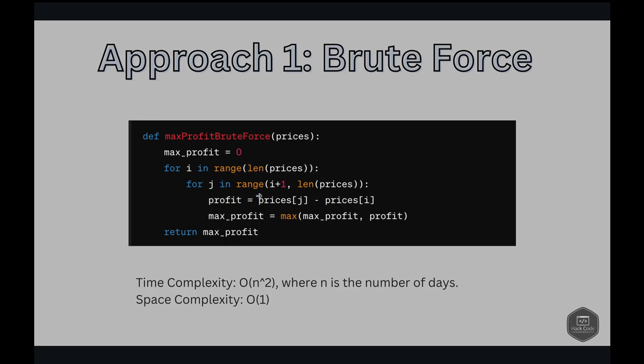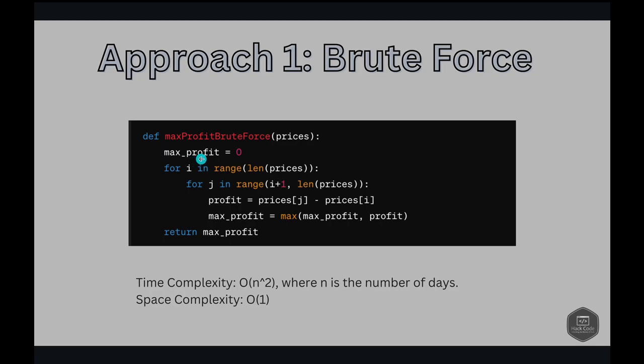As I said, we have to consider every subsequent buy and sell, and this is what we're doing now. We iterate over the array, and for each i we go through every subsequent day, that is i plus 1, till the length of the array. When you are at day j, you sell at j and compare with buying at the ith day. So prices[j] minus prices[i] is the profit you can make.